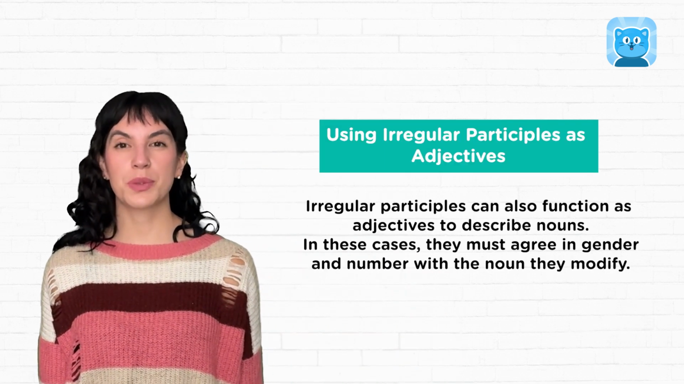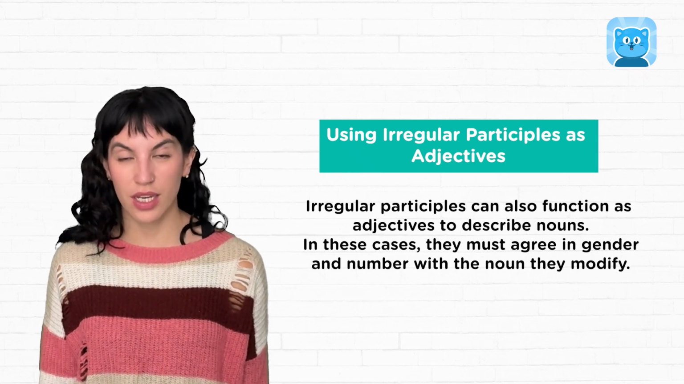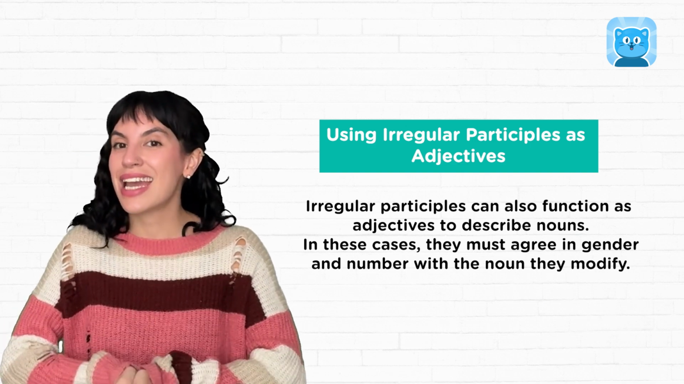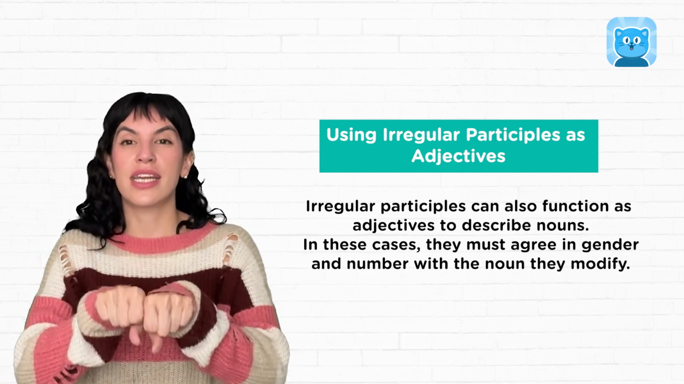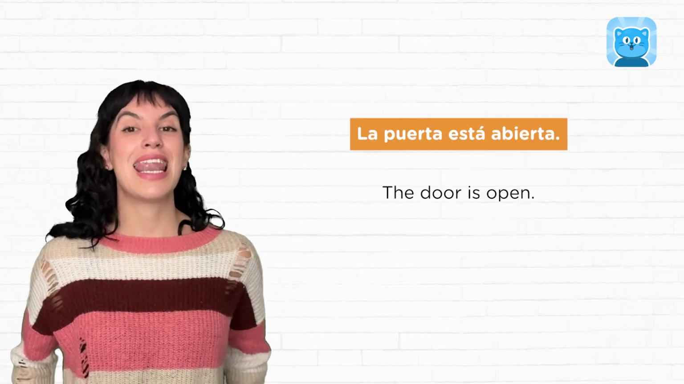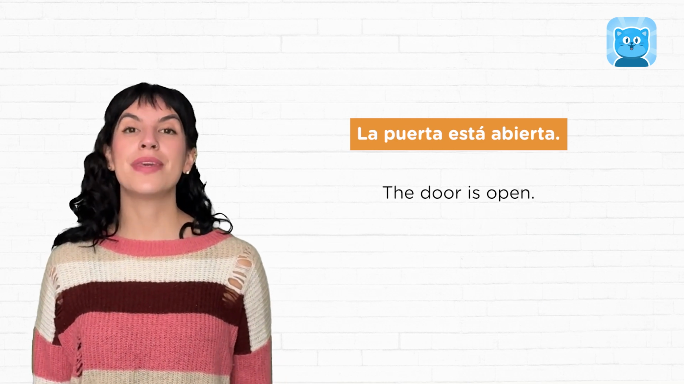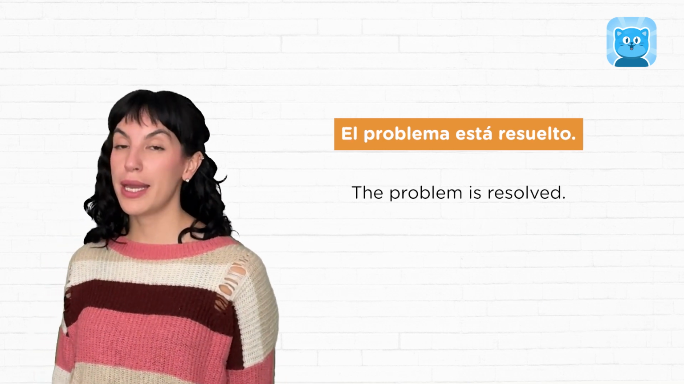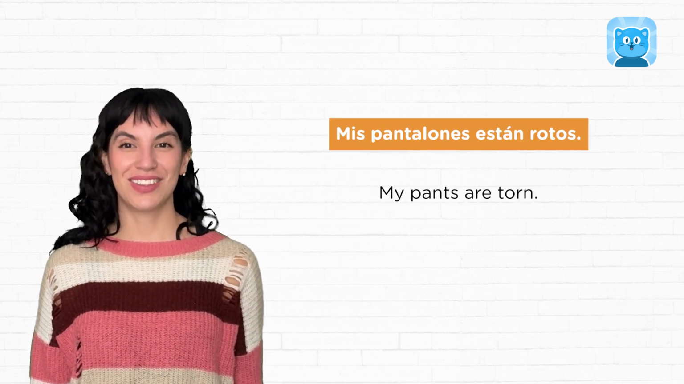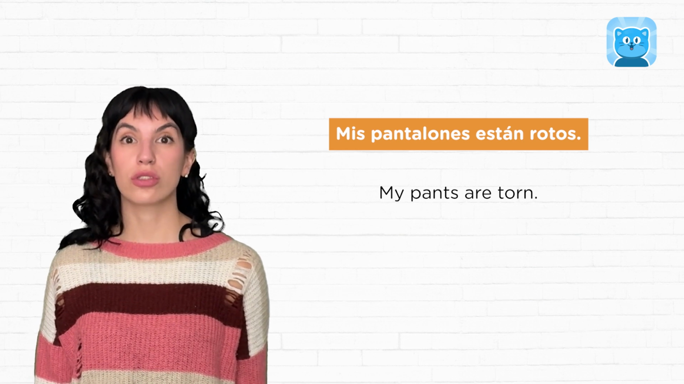Now let's see how to use irregular participles as adjectives, okay? They are also used as adjectives to describe nouns. In these cases, they must agree in gender and number with the noun that they are modifying. For example, la puerta está abierta. El problema está resuelto. Mis pantalones están rotos. So as you can see, we can use the past participles in a perfect tense or as adjectives, okay?